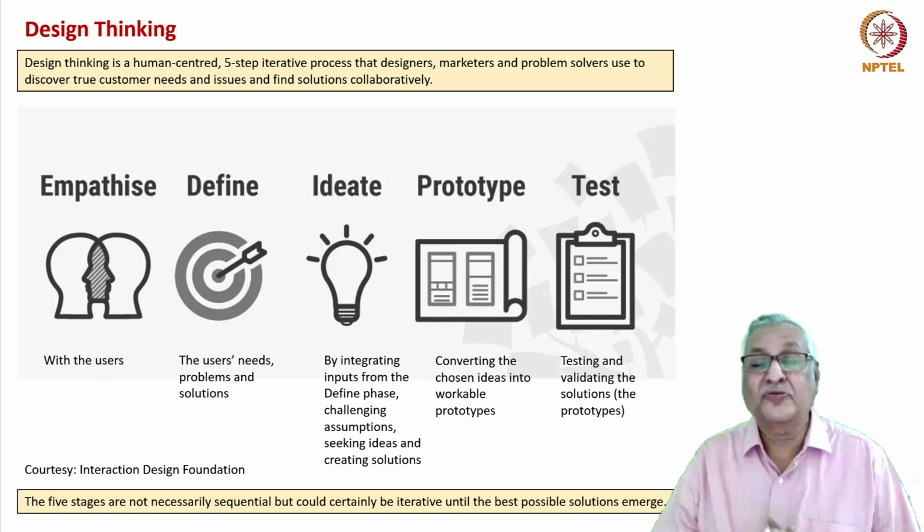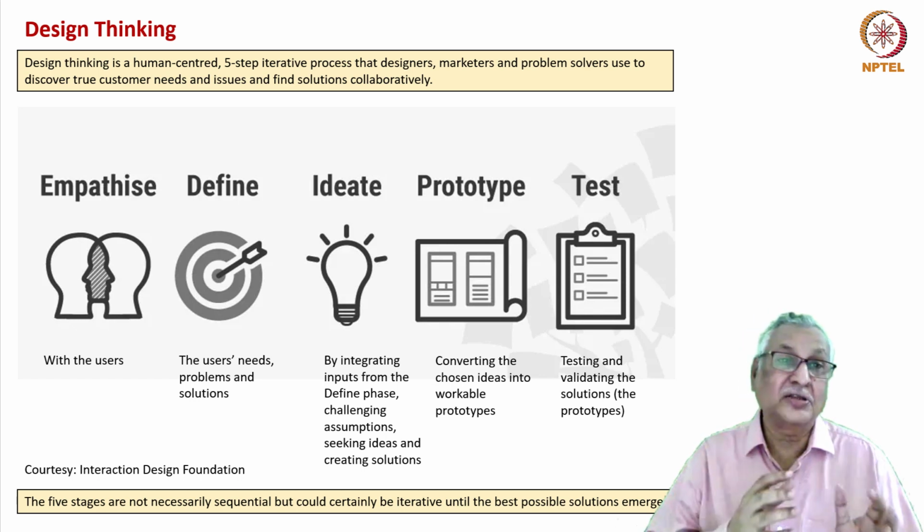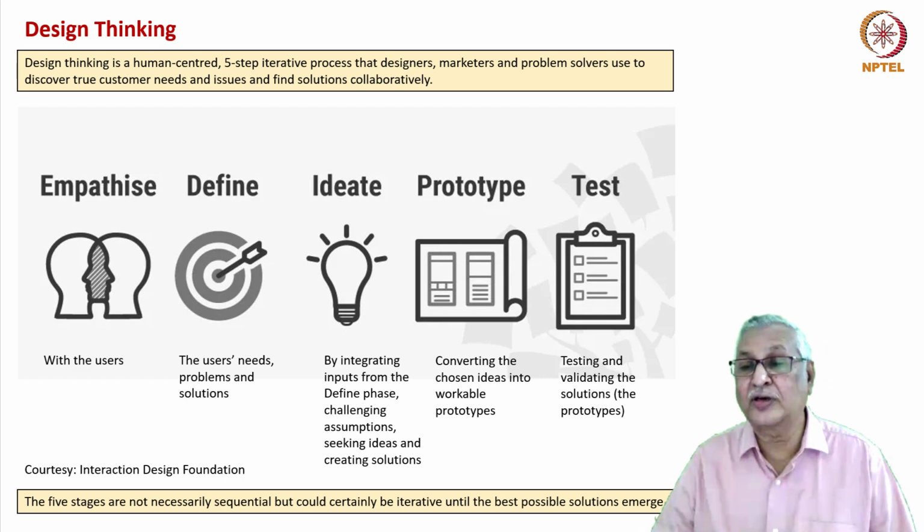So, there are 5 steps of any design thinking process: empathize, define, ideate, prototype, and test. Empathization happens with the users. Definition happens in respect of the user's needs, problems, and solutions. Ideation happens by integrating inputs from the define phase and from challenging assumptions that are set, seeking new ideas, and creating new solutions. Prototype is the process of converting the chosen ideas into workable prototypes.